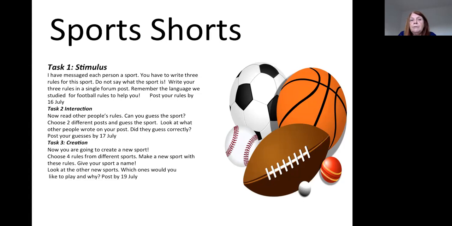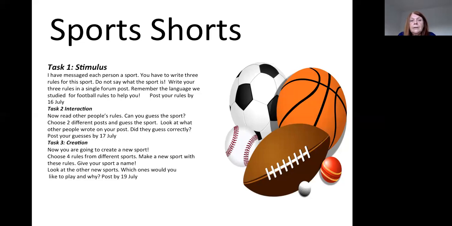Remember the language we studied for football rules? This is just imagining the classes doing something on rules and things like must and can't. So post your rules by, it's important if you're doing an asynchronous activity to give a date by which they must post. You have to keep quite a tight time frame and keep them to schedule. So the second task, task 2, is interaction. Read each other's rules and see if you can guess the sport. Choose 2 different posts from different people and guess the sport. Look at what other people wrote on your post and tell them if they guessed correctly.